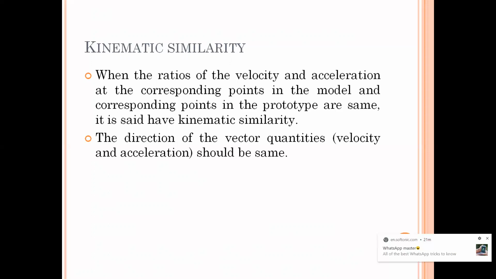The other example I give is if I'm modeling an expansion joint. If in the model I'm taking the point from the start of the increasing area, even in the prototype that point should be from the start of the increasing area. So what you're measuring, either the velocity or the acceleration, the corresponding point is very important. And here the direction of the vector quantities should also be the same. If I'm dealing with velocity, the velocity should have the same direction. Acceleration should have the same direction.